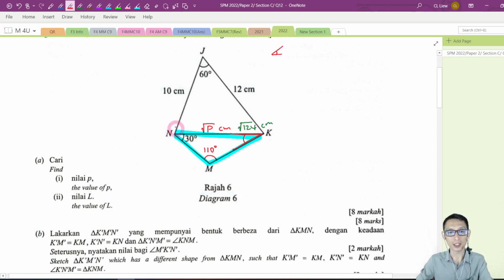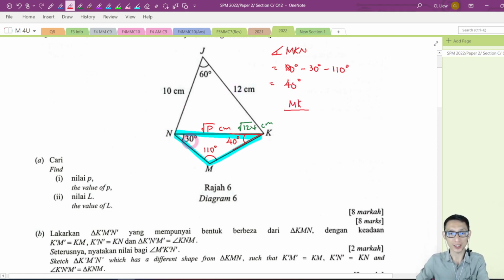Angle MKN. Okay, so the sum of the interior angles of a triangle will always be equal to 180 degrees, right? So we just take 180 degrees minus 30 degrees and then minus 110 degrees. We will be able to get 40 degrees. Now I have gotten the size of this angle. Now one more thing I need to find, which is the length of MK. So how do I find the length of MK? Here I'm going to use sine rule to help me to get the length of MK.